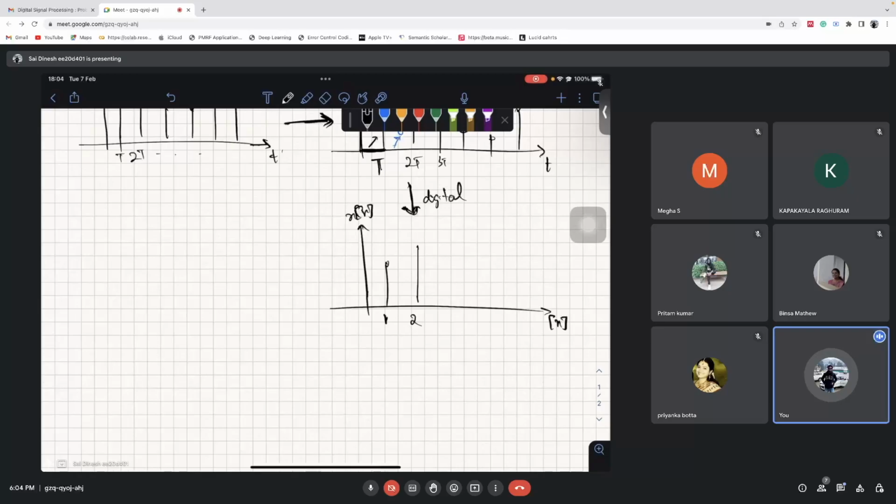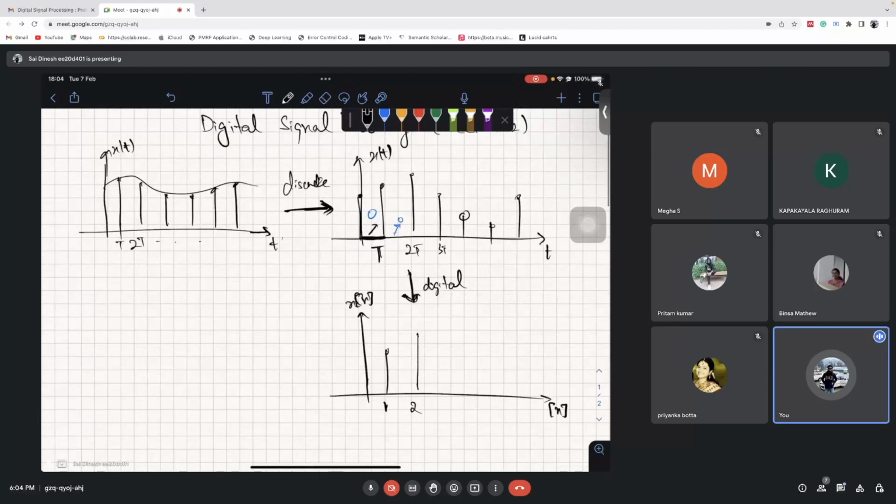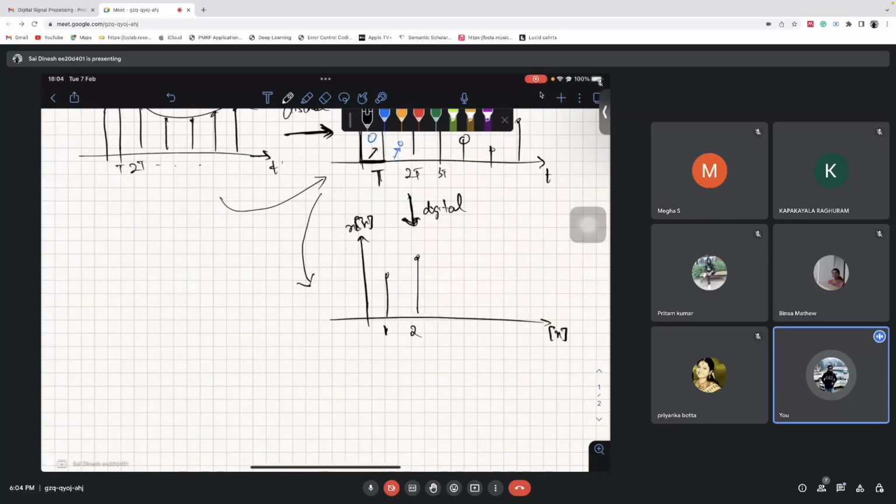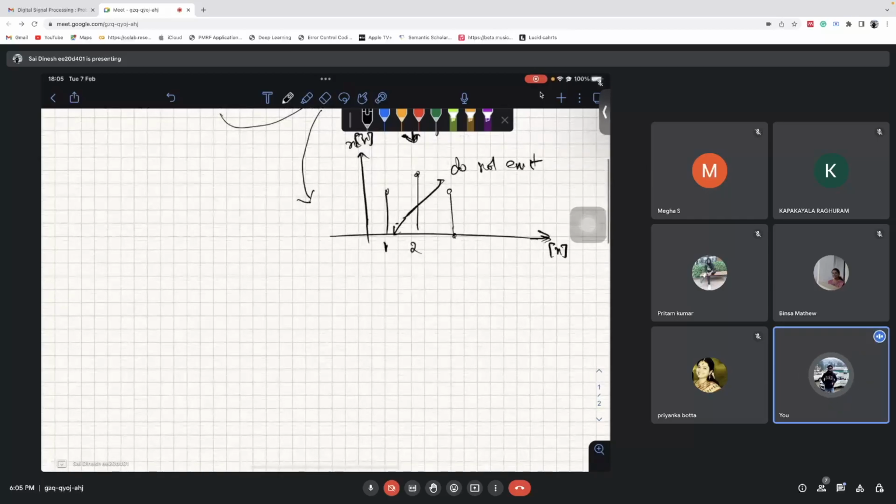Later in this course you will see that the Fourier transform of a discrete signal and the Fourier transform of a digital signal are quite different, right? So that is one thing to be noted, and we'll go to that in the next part. One more thing to be noted is, very briefly, these values in between do not exist, right? Yeah. So this is the basics of what a digital system is.